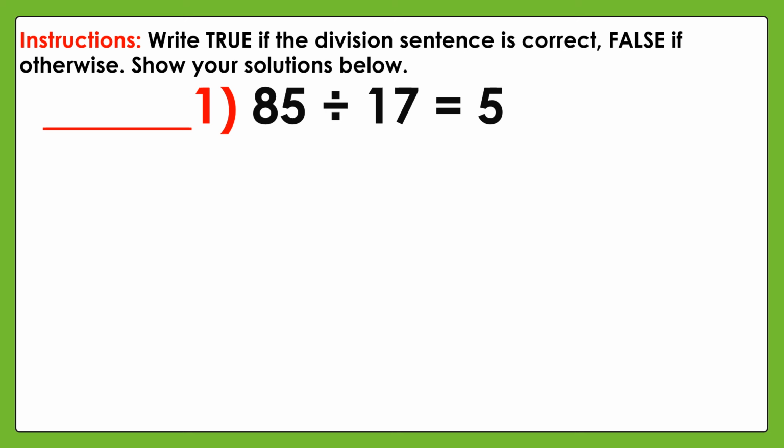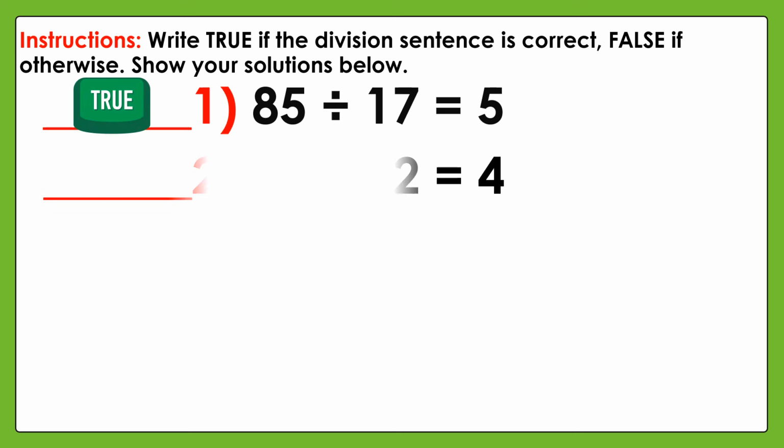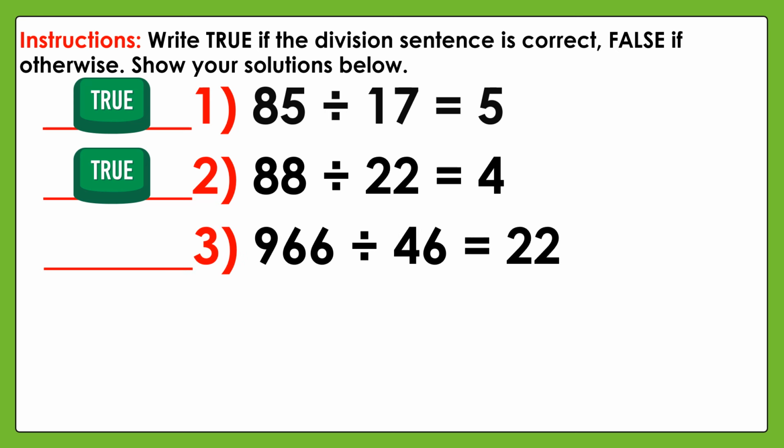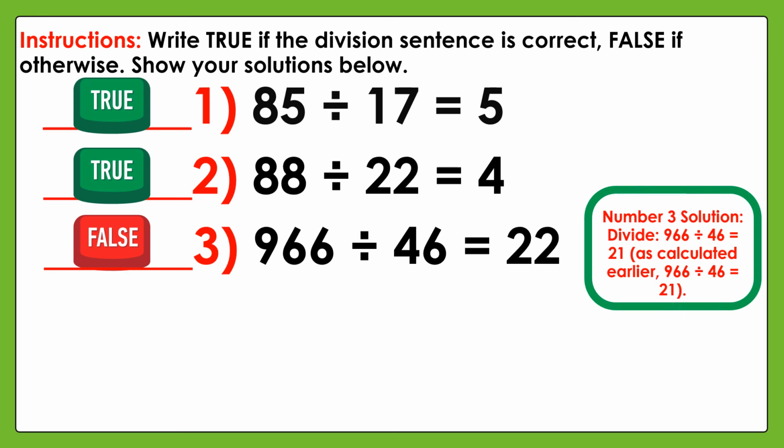Number 1, 85 divided by 17 is equal to 5. The answer is true. Number 2, 88 divided by 22 is equal to 4. The answer is true. Number 3, 966 divided by 46 is equal to 22. The answer is false. Here's the solution for number 3. 966 divided by 46 is 21 as calculated earlier.